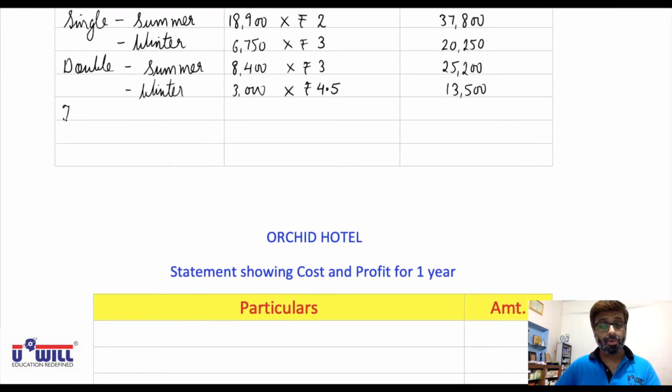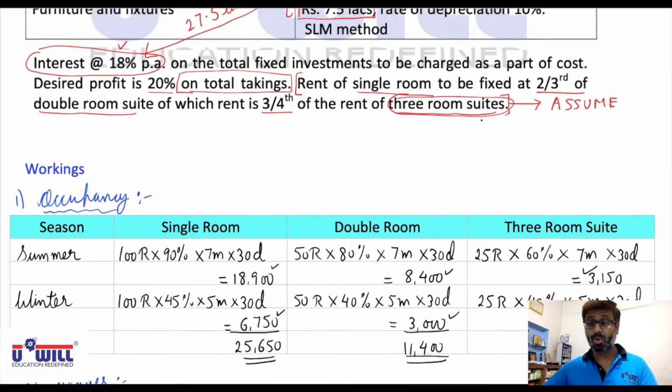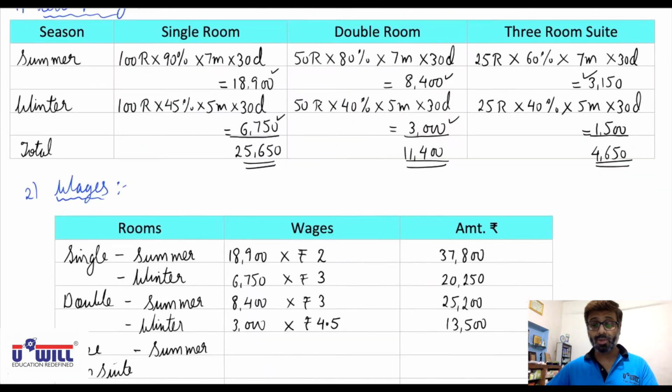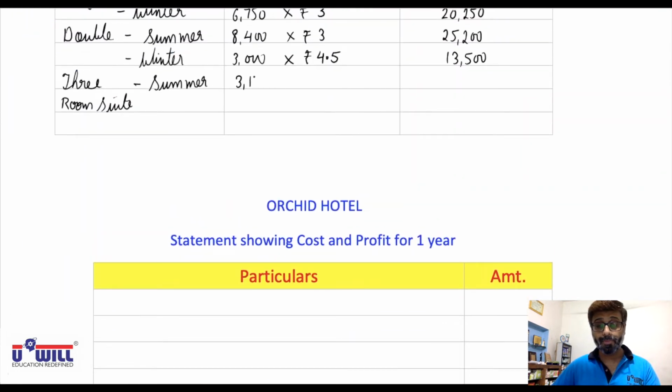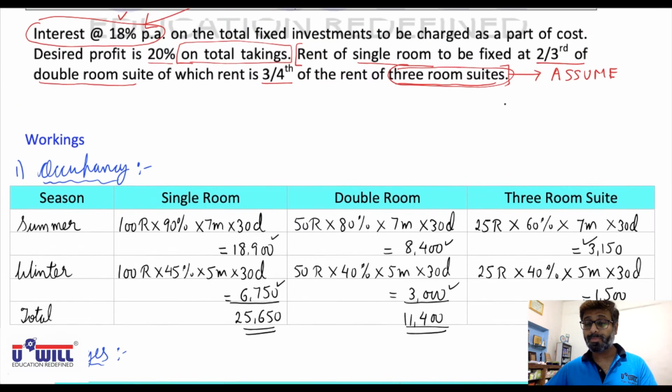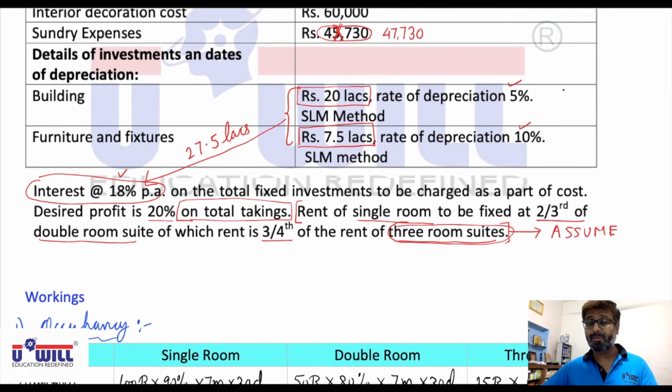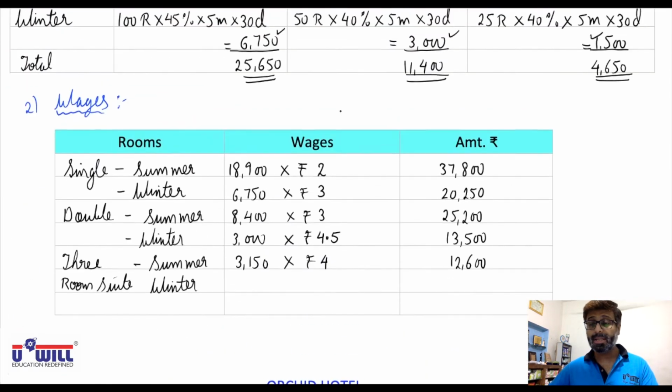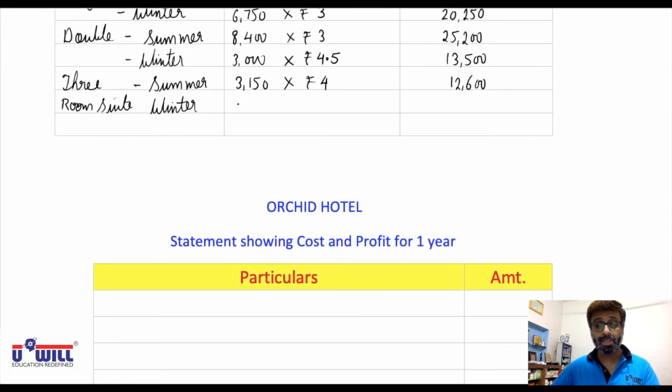Then for 3-room suite, summer: 3,150 rooms go on rent and the rate is 4 rupees. So 3,150 into 4, 12,600. And for winter, 1,500 rooms go on rent and the rate for winter of 3-room suite is 6 rupees. So 1,500 into 6, 9,000.